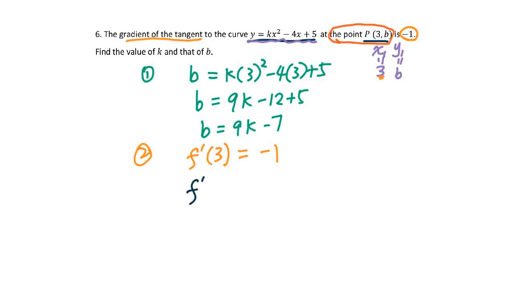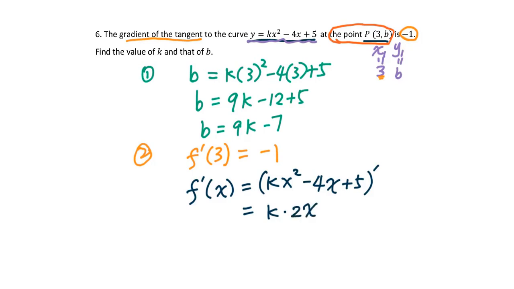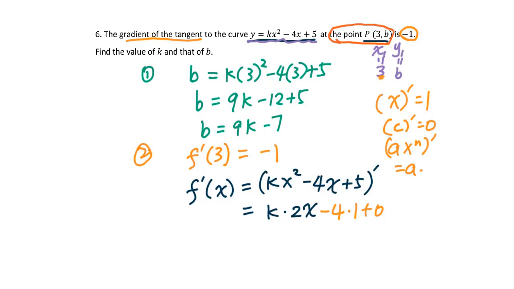We need f prime of x. Let's work this out. You have kx squared minus 4x plus 5. We do the derivative. That will be k times 2x, since the derivative for x squared is 2x, minus 4 times 1, then plus 0. Remember the derivative for x is 1, and a constant number gives 0. For ax to the nth power, remember you drop down the exponent as a multiplier on the coefficient, then do the exponent minus 1. Therefore, you will get 2kx minus 4.